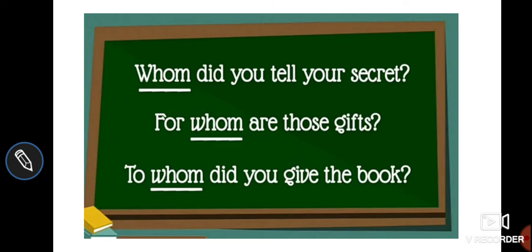Now, look at these examples here. Whom did you tell your secret? For whom are those gifts? To whom did you give the book? While you use whom, it automatically answers the object of the verb, is it not? On whom the action is being done. In all these sentences, the word whom is used as an interrogative pronoun.